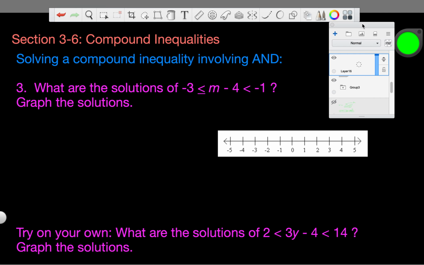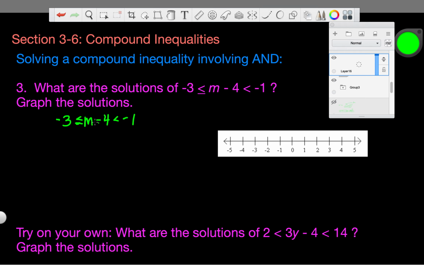So, we're going to solve a compound inequality involving and. So, as you can see here, there's no and there's no or. But we know from the past two slides that if it's written with this variable in the middle, it's an and statement. So, this looks funky. I know there's two inequality symbols with a variable in the middle and something else going on, but it works just the same. So I need to get my m alone.